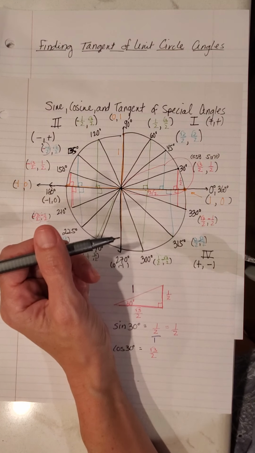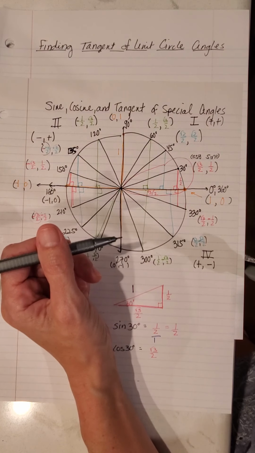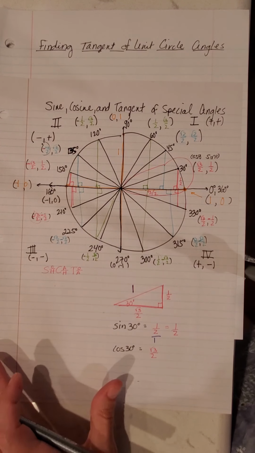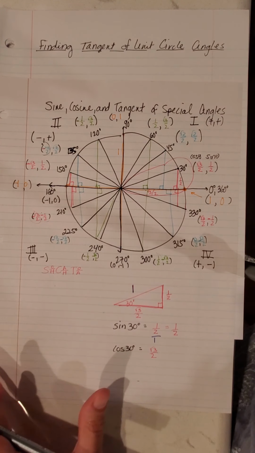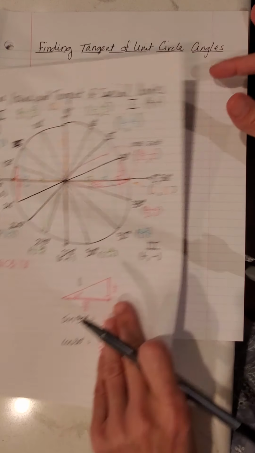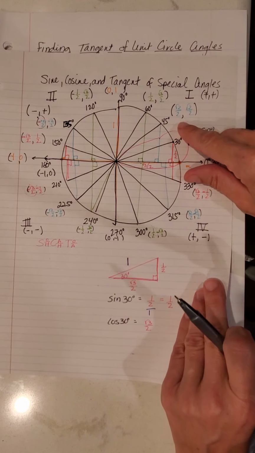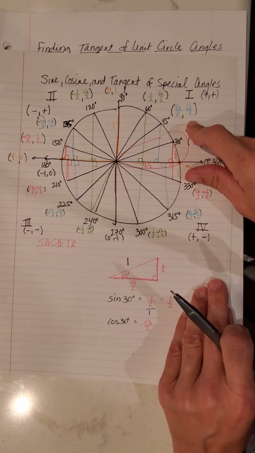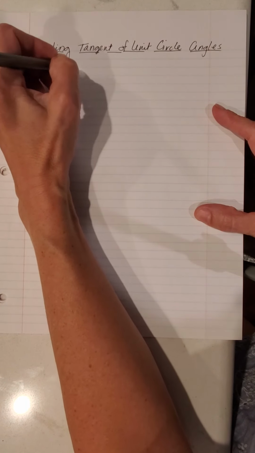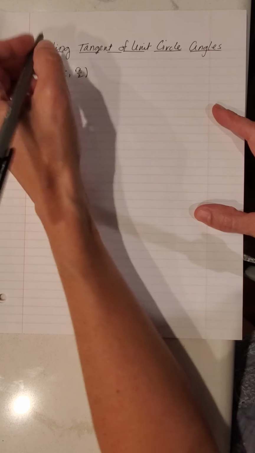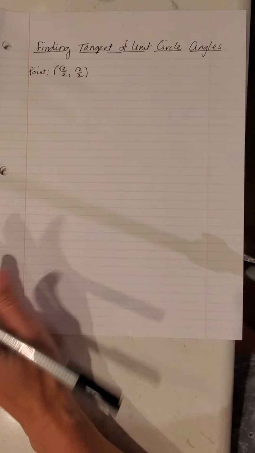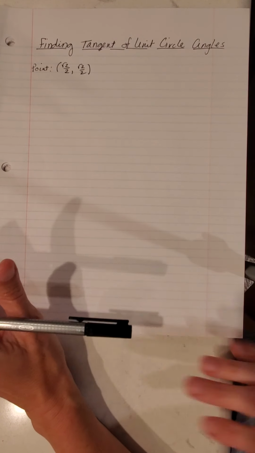And that's important because if we're finding tangent of something, we actually have to use those numbers. Tangent is not on the unit circle. It's not one of these points, but we can use the points to find it. So for example, for 45 degrees, I see that the point is root 2 over 2 and root 2 over 2. And so I have something like this. This is the point on the unit circle.